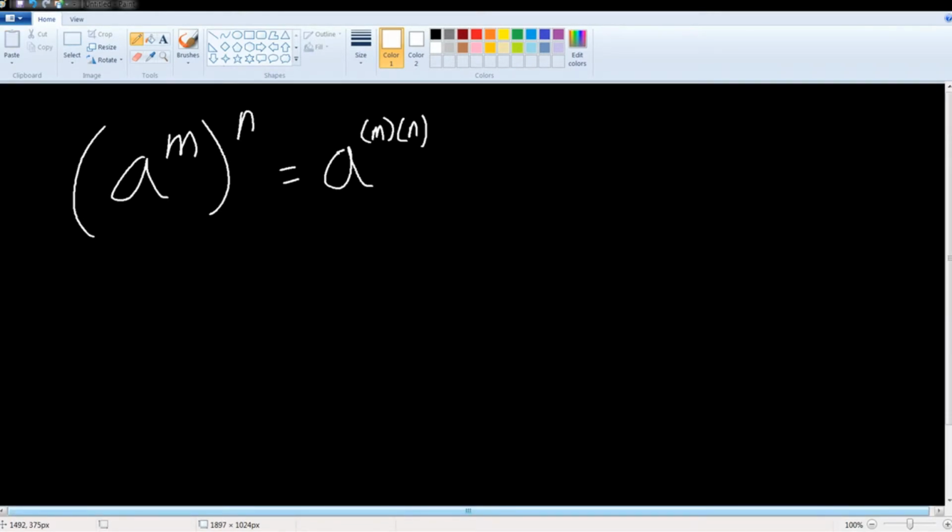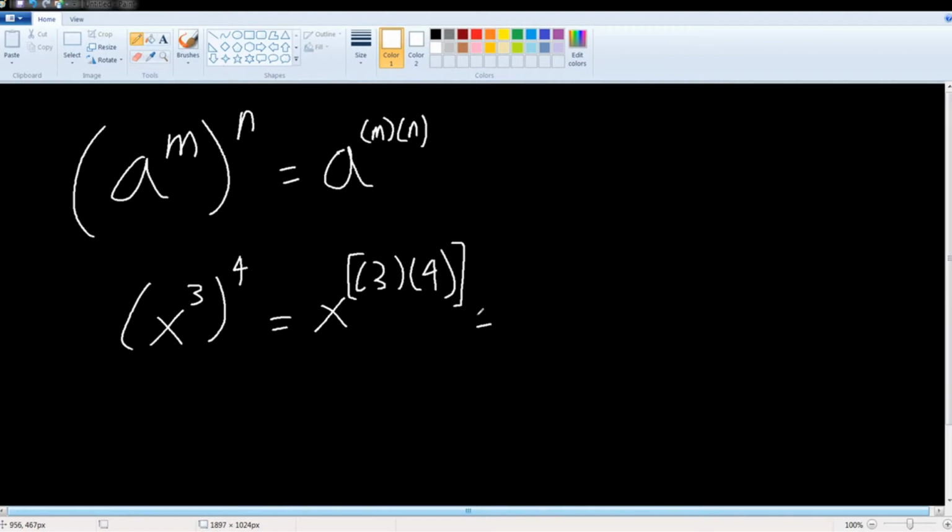So now I'll be talking about the exponent rule of power to a power. So the rule tells us, or the formula tells us, that a to the m to another power n is the same thing as a to the m times n power. So for example, if we have x to the third raised to another power, the fourth, that's the same thing as saying x to the third times fourth. So we can put another little bracket here just to denote that, which is the same thing as saying x to the 12.